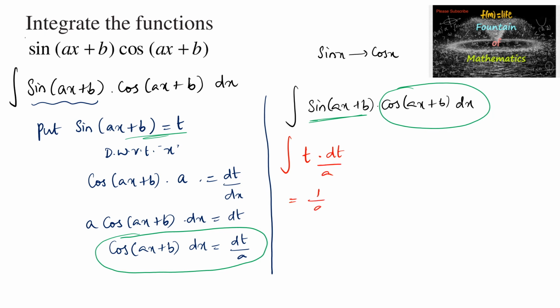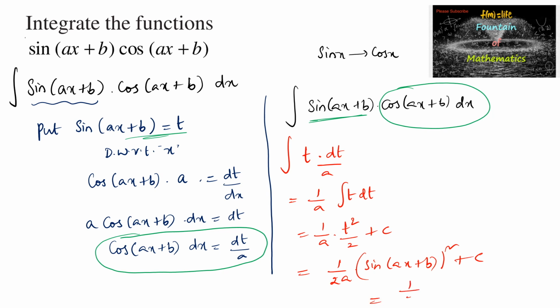1 upon a is a constant, so it is 1 upon a into the integration of t dt, and the integral of t is t square by 2 plus the integral constant. So 1 by 2a t square. Let us substitute back t, which is nothing but sin of ax plus b. Sin of ax plus b whole square plus c. Or we can also write 1 by 2a sin square of ax plus b plus c is the answer.